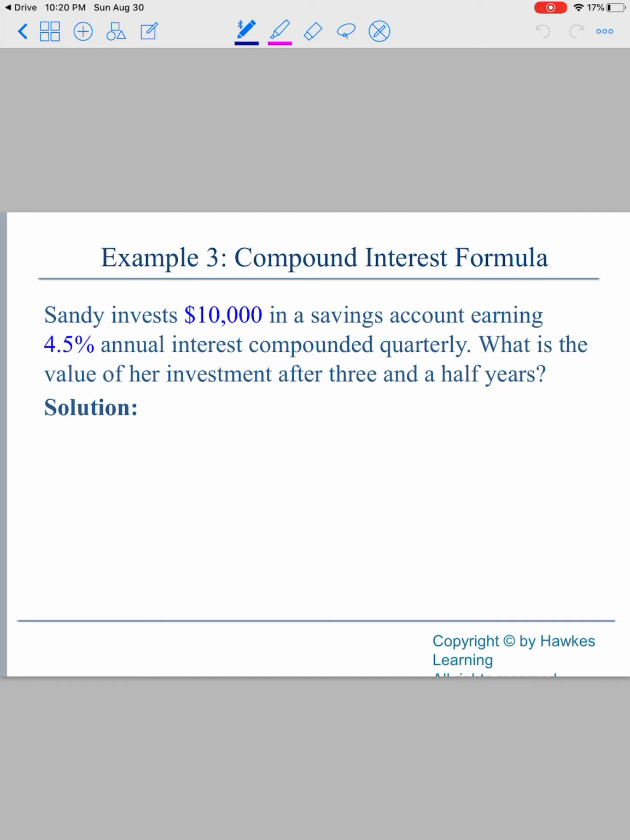Okay, so Sandy invests $10,000 in a savings account, earning 4.5% annual interest compounded quarterly. Okay, so we've got some stuff here: 10,000, 4.5%, and we are compounded quarterly. What is the value of her investment after 3.5 years? Okay, so let's see what all we have here.